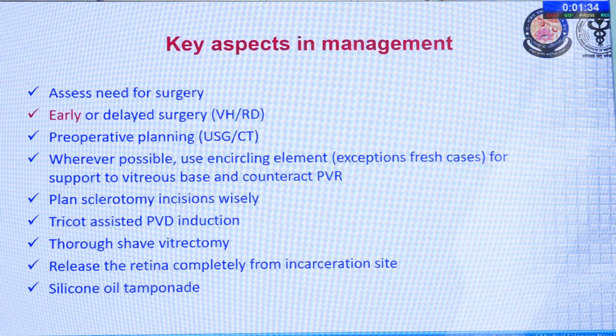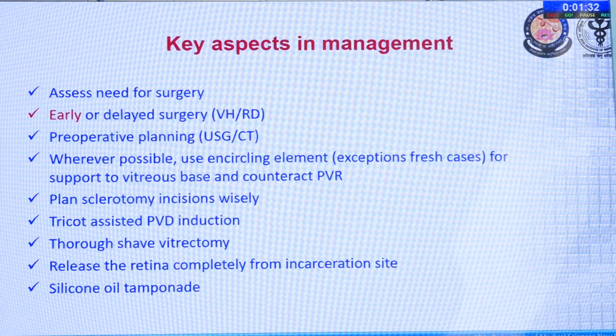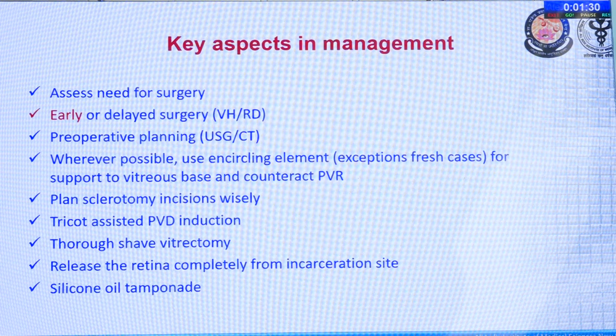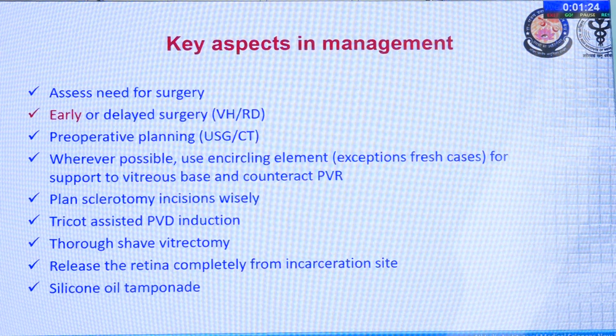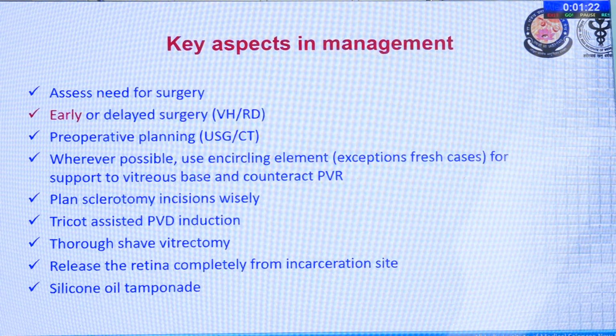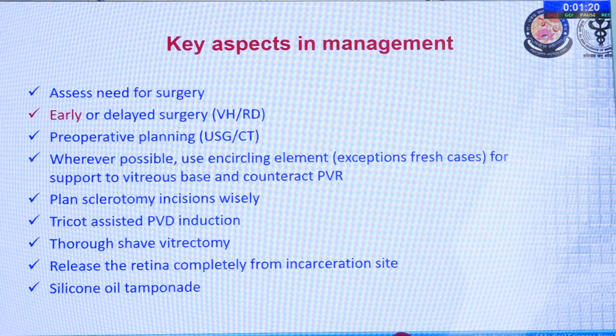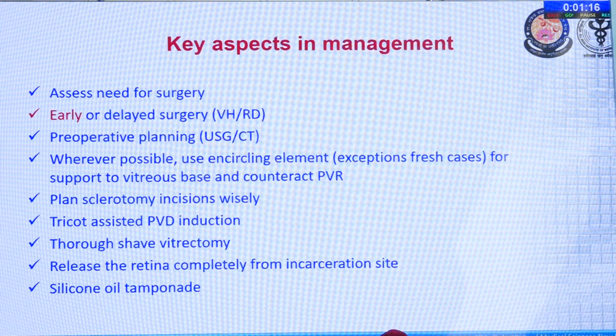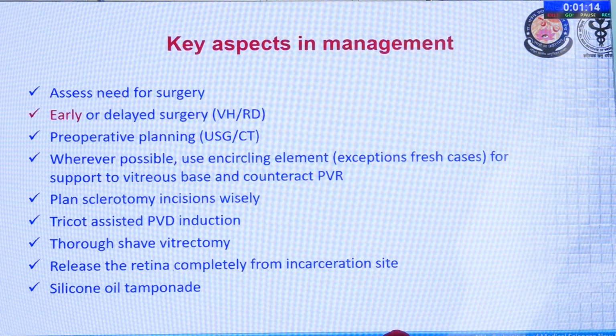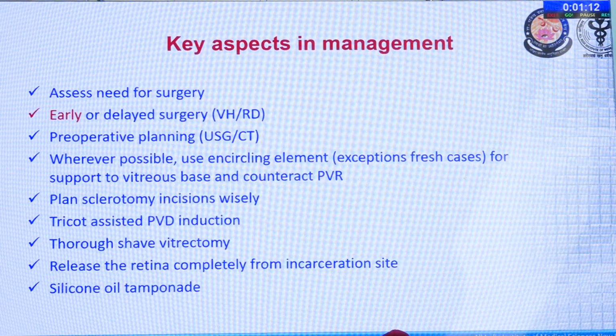You can perform an ultrasonography and a CT to localize your entry and exit wounds and plan the surgery accordingly. Wherever possible, use an encircling element if it is not involving the area where, as we saw in the last case, the entry wounds and the exit wounds were too far apart, and we could easily place an encircling element. Plan your sclerotomy incisions wisely, away from the entry and exit wounds.